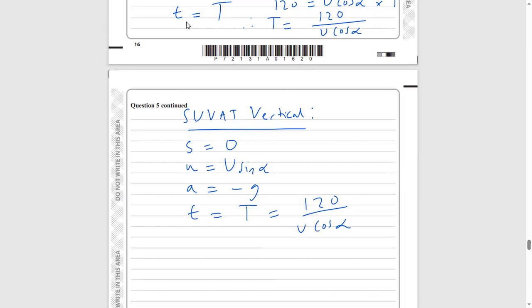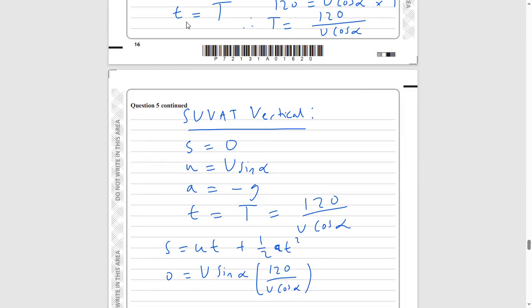So now we can use this and again use the equation S equals UT plus half AT squared. We're just going to plug in our numbers. So S is 0, U is U sine alpha, T is this 120 over U cos alpha, and then we've got plus a half times A.